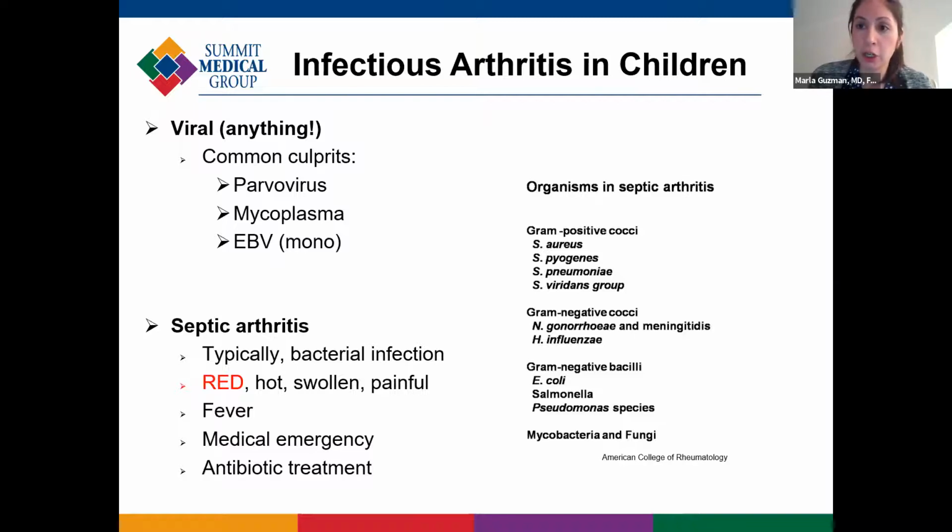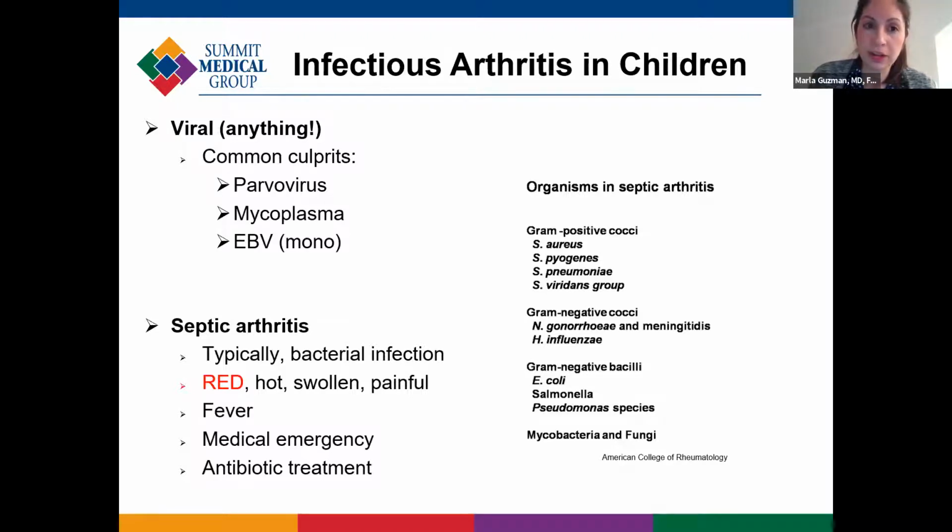And it may occur during the active infection. So they might have a runny nose and cough, other upper respiratory symptoms, and arthritis, or these cold symptoms might go away. And then a few days later, they may start complaining of arthritis and they may have swelling in one of the joints. Really, any virus can cause a viral arthritis.